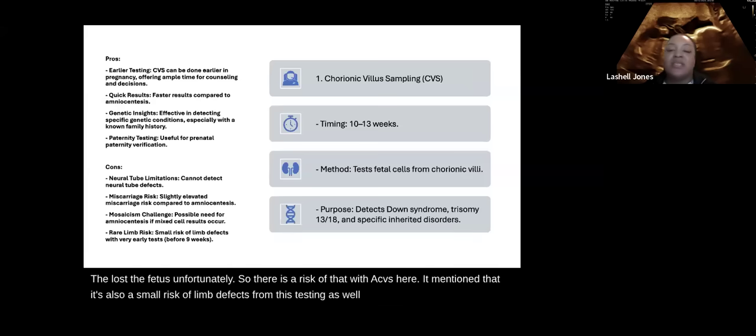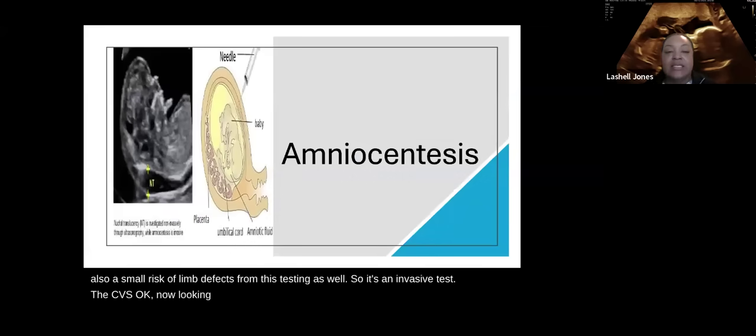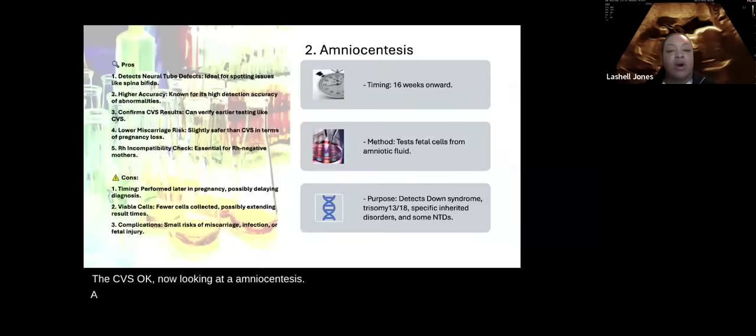So it's an invasive test, the CVS. Okay. Now looking at an amniocentesis, it is offered a little later. Now, this is usually done after 16 weeks.